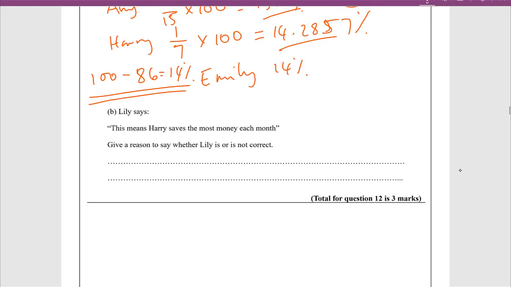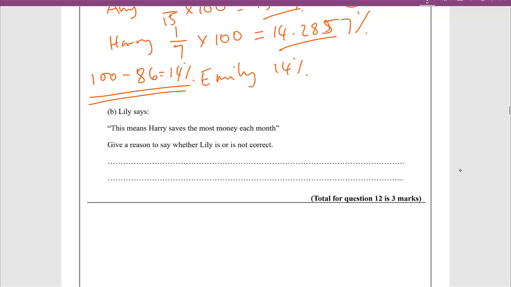Now, Lily says this means Harry saves the most money each month. Give a reason to say whether Lily is or is not correct. The total for this question is 3 marks. Now, we give a reason to say that Lily is or is not correct. Okay, so we need to find out whether Lily is right or wrong.